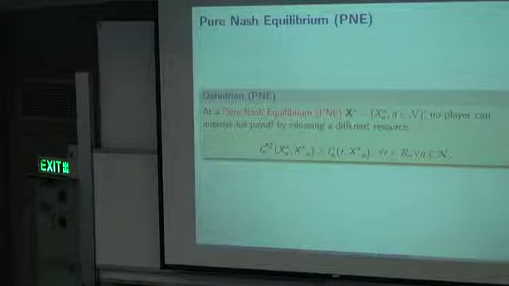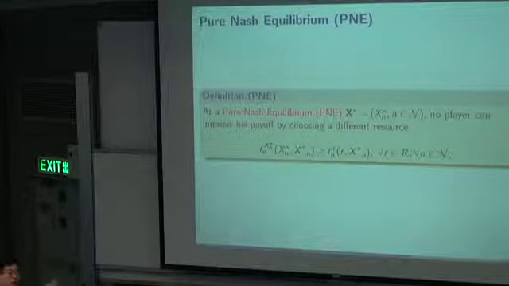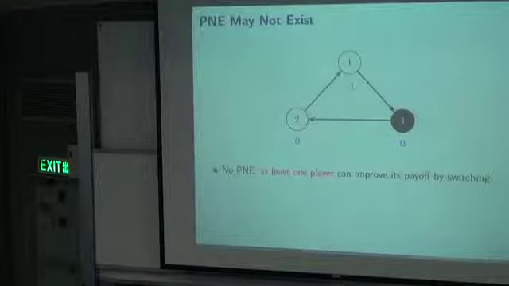So the pure strategy Nash equilibrium, or PNE, represents a system state such that no player can improve his payoff by choosing a different color. Okay? So the Nash equilibrium is just a special type of the choice of colors by all players, such that nobody can improve his payoff by choosing a different color other than his current choice. Now, the natural question after this definition is, do we always have an equilibrium in the graphical congestion game? The answer, unfortunately, is no.